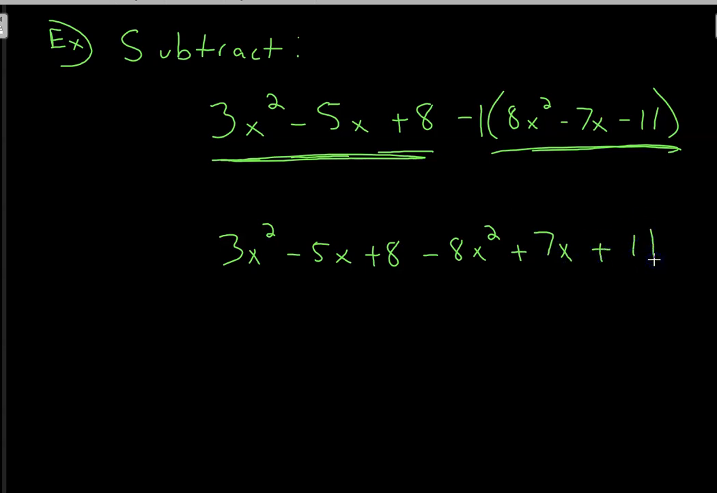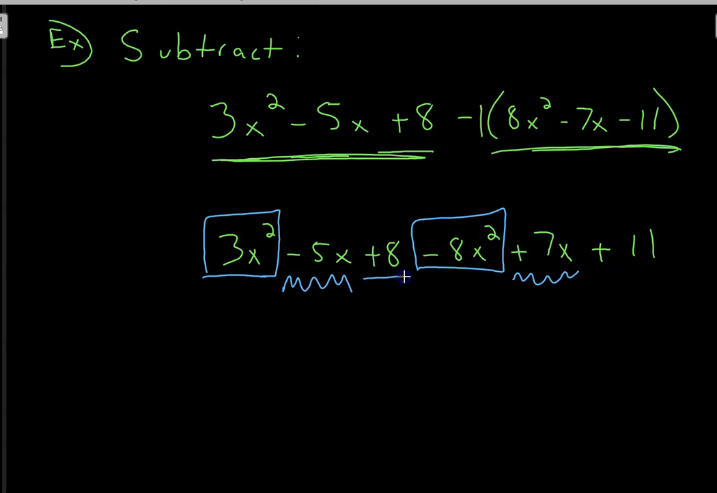So you're looking for like terms. After you get there, looking for like terms throughout this problem, we have an x squared term here. I'll put a box around it. So it's 3x squared and negative 8x squared. You can put any symbol you want around it. And then I see the negative 5x. So we use a little squiggly bar. And there's an x right here, so it's a 7x. So those are like terms. And then the last one is the 8. So the 8 pairs up with the 11.